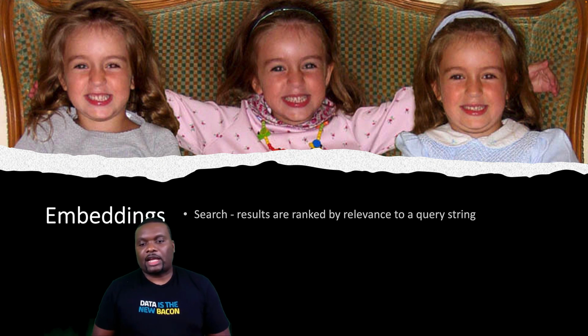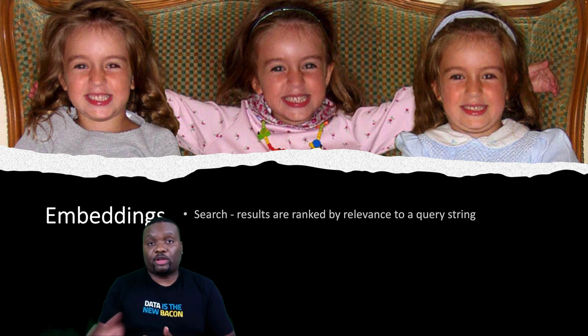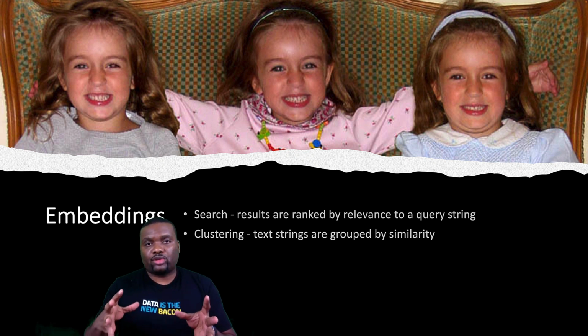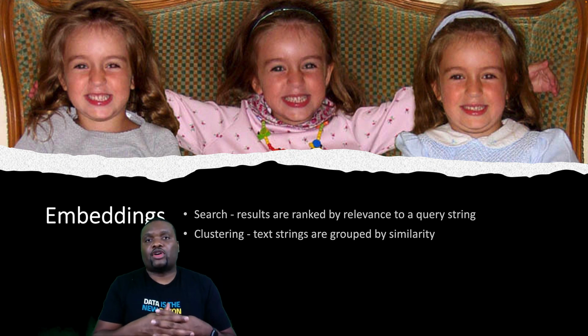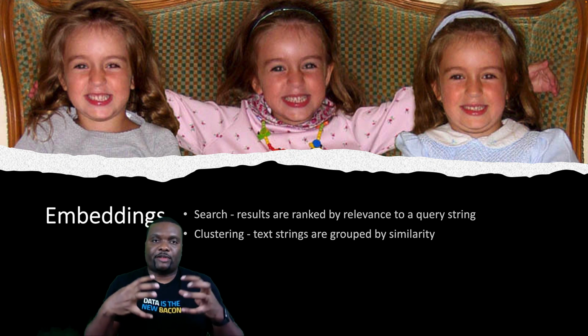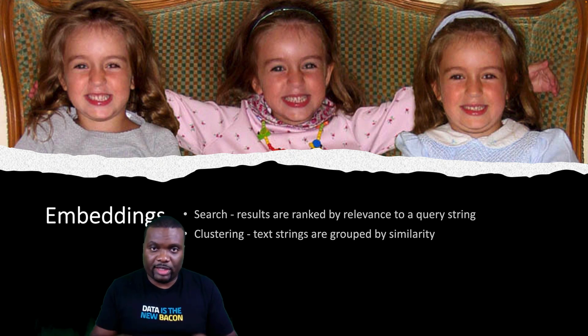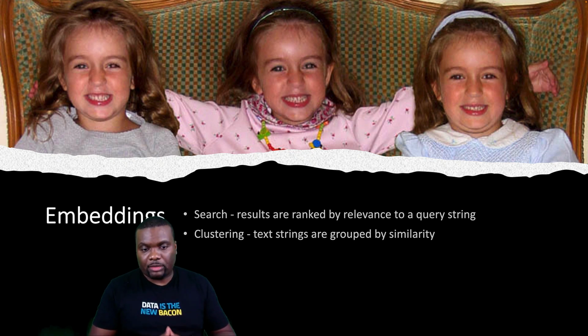Well, this allows you to find relevance when you are performing search across multiple documents. Documents that are similar will contain the same type of embeddings. And then if you are also trying to group different documents or different pieces of text, different essays, different reviews, different product descriptions, basically anything that has to do with text, if you want to group them, or what we call clustering, then embeddings allows you to do that.